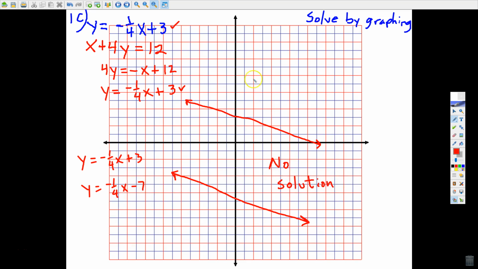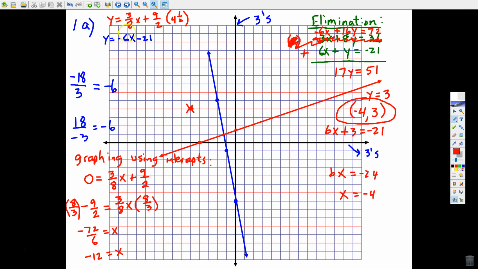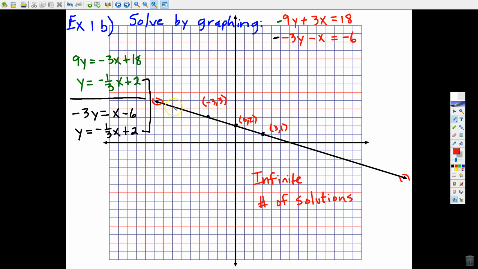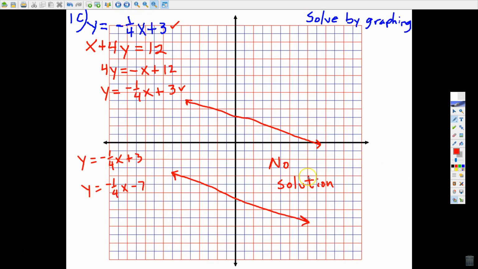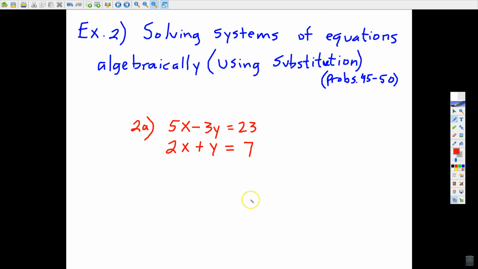Okay, so one of 3 things can happen when you're solving by graphing. You will have one solution where the lines cross. You will have an infinite number of solutions because it's really just a single line. It starts off looking like two different equations, but it's really the same. Or in cases like this, you will have no solution, where you have the same slope but different y-intercepts. The lines will never cross. Okay, so those hopefully will help you with the graphing method.